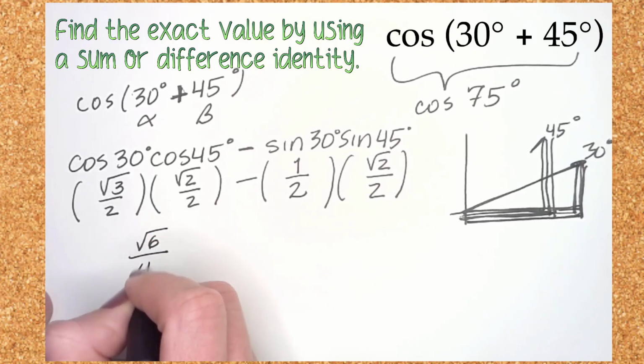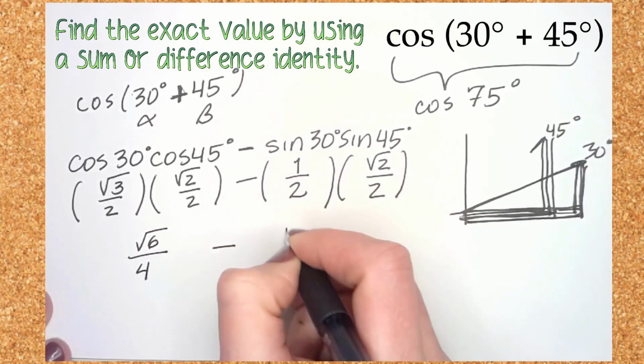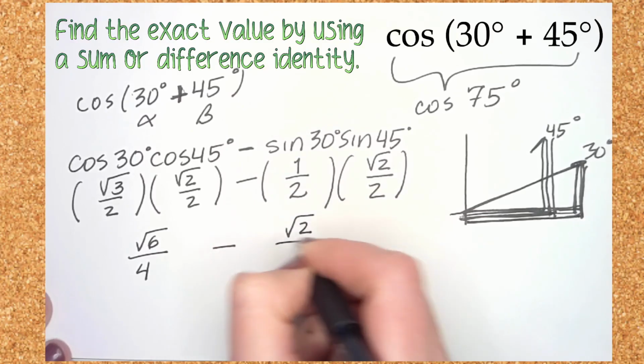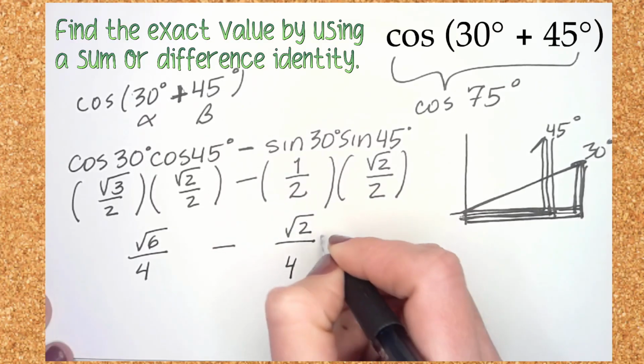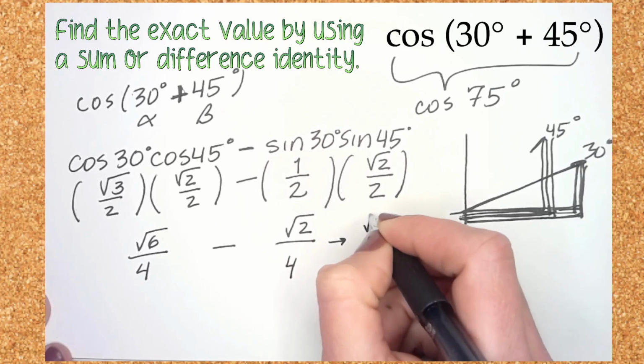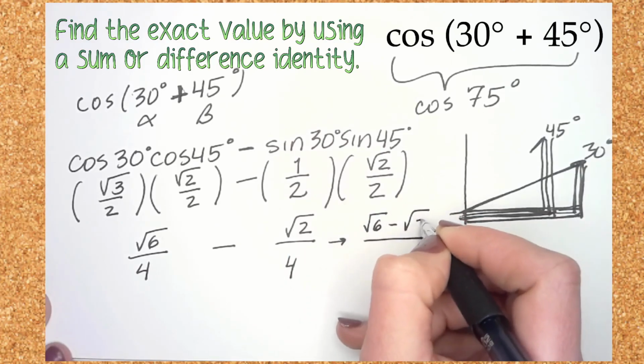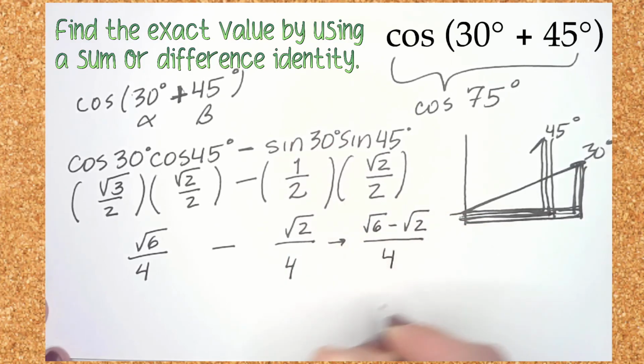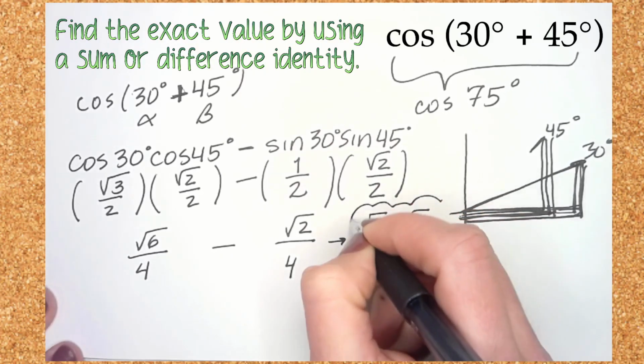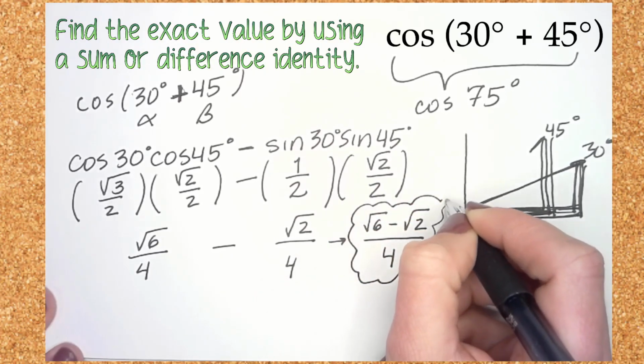Root 3 times root 2 is root 6. 2 times 2 is 4. Minus 1 times root 2 is root 2. 2 times 2 is 4. And I would just wrap it up and write my answer together with one denominator. You cannot combine the terms on top, but you would get root 6 minus root 2 all over 4.